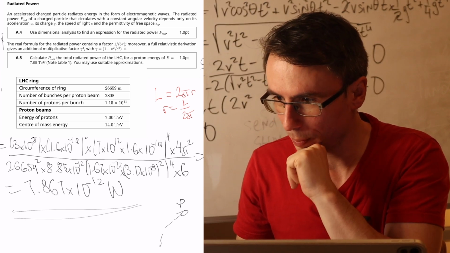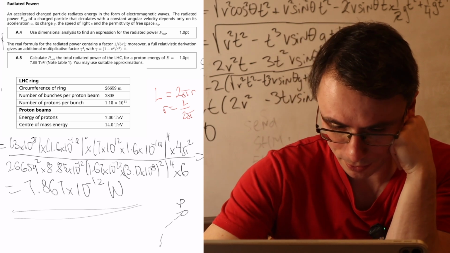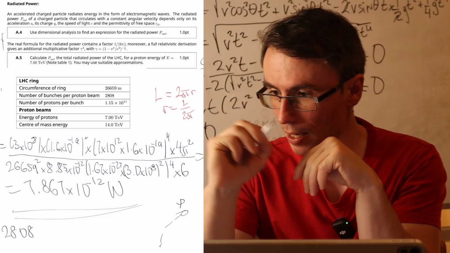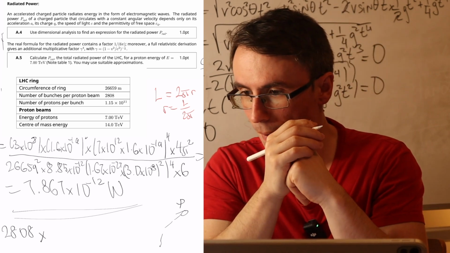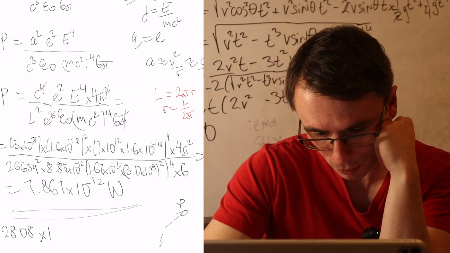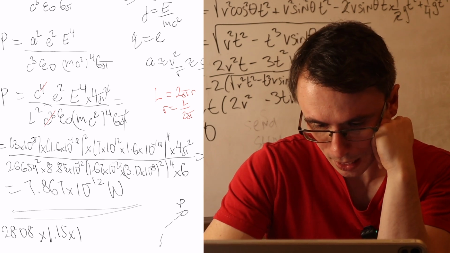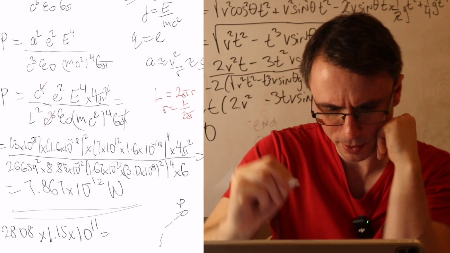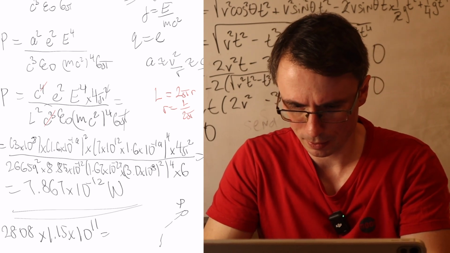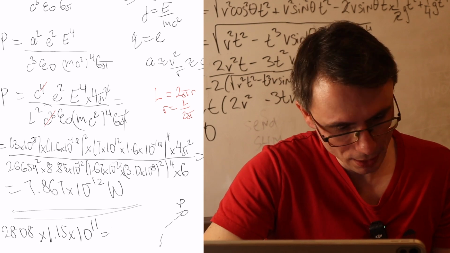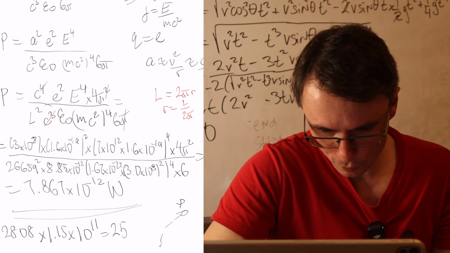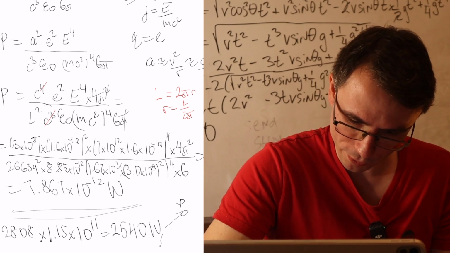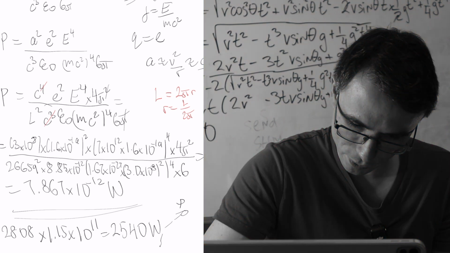Okay, number of bunches is 2808. And then the number of protons per bunch is 1.15 times 10 to the power of 11. This here should give me 2.2540 watts. And I have just made a mistake. Please note that in the Large Hadron Collider, there are 2 beams traveling in opposite directions. So the real answer should be this number multiplied by a factor of 2.